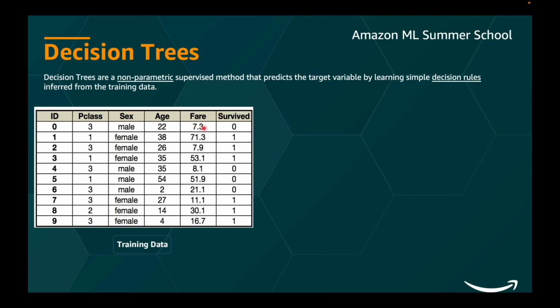This isn't the same, as you can see, even in the same class, like third class, this person paid 7.3, this person paid 8.1. It might depend on how soon before the ship left that they had to pay more. And this is my target variable. So all of these are my features, and this one is my target, whether the passenger survived or not. So we're trying to use all of these features to predict my target, right?